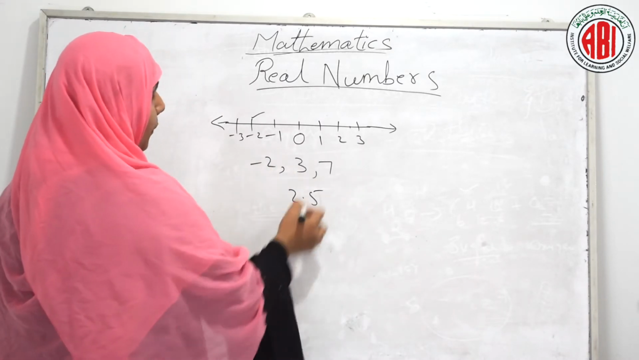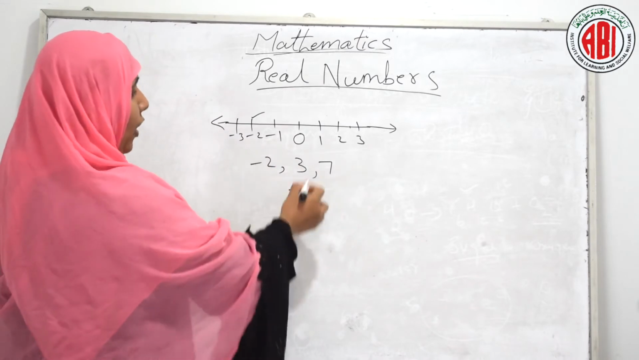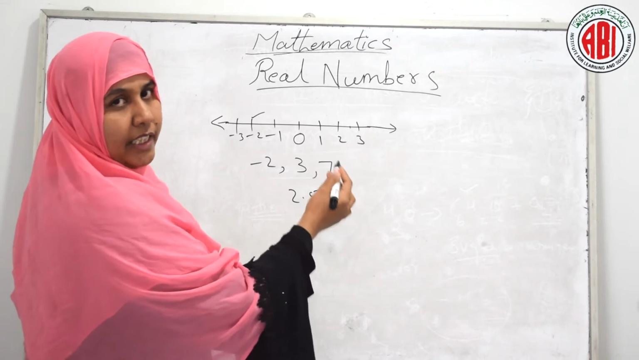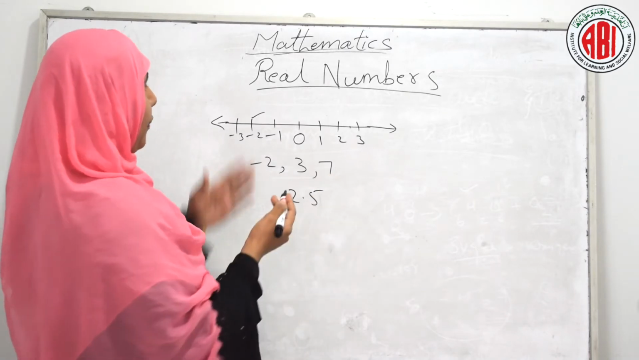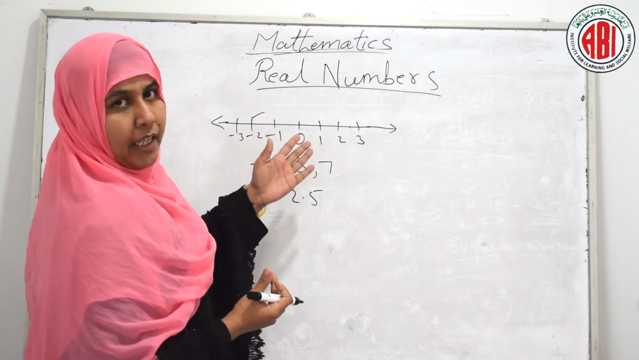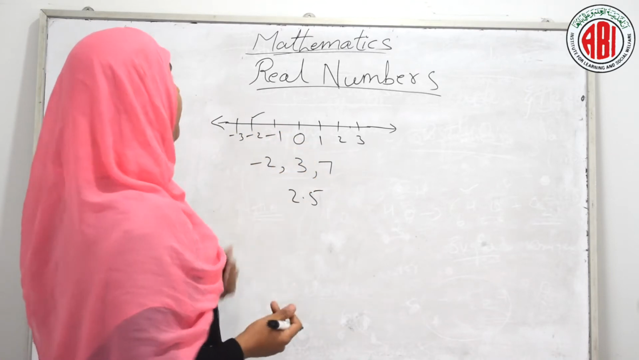So all these numbers, even decimal numbers, the numbers which are plotted on the number line are called the real numbers. So that is the main definition of the real numbers. Simple definition: the numbers which are plotted on the number line are called real numbers.